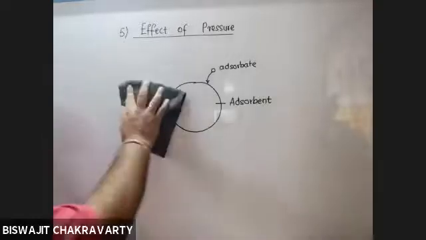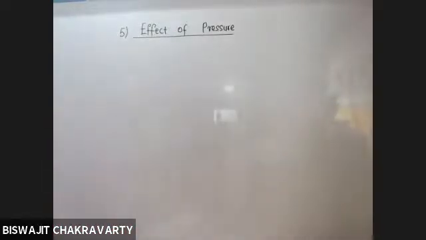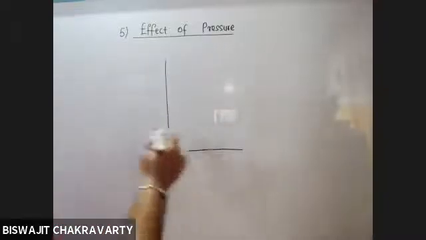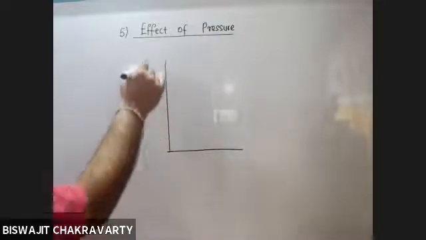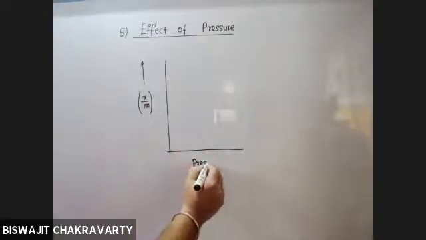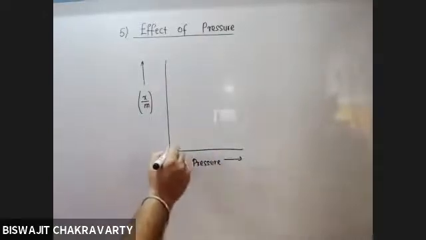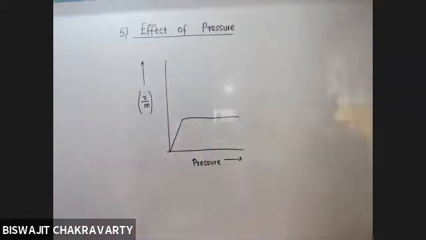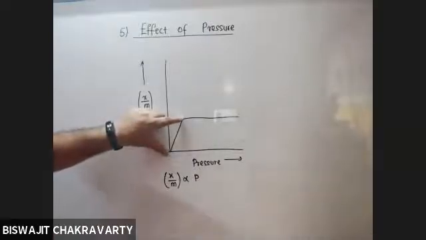Now, it has been calculated that if I plot a graph between extent of adsorption versus pressure, the graph is something like this, which suggests that when you consider this particular portion, it's a linear line suggesting that x by m is directly proportional to P. So as you keep on increasing the pressure, the x by m will also keep on increasing linearly. Now it is from this to this point. Why?